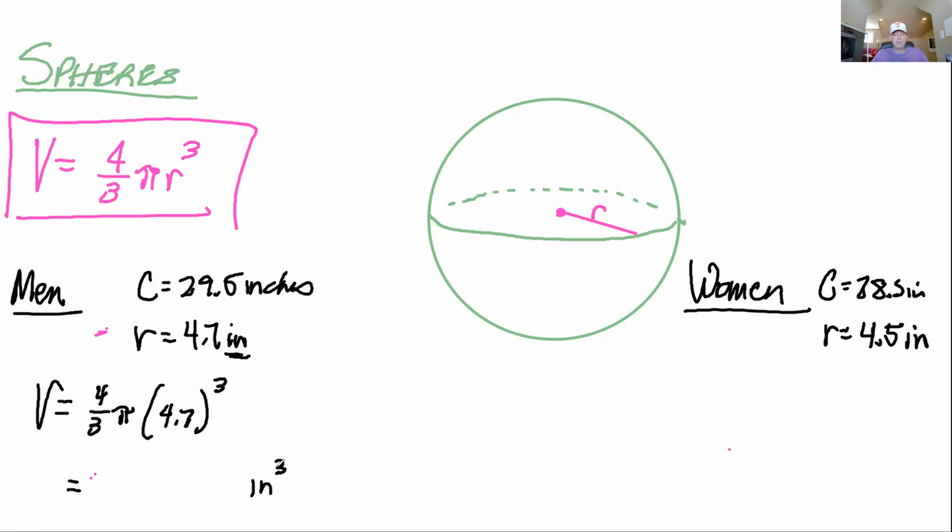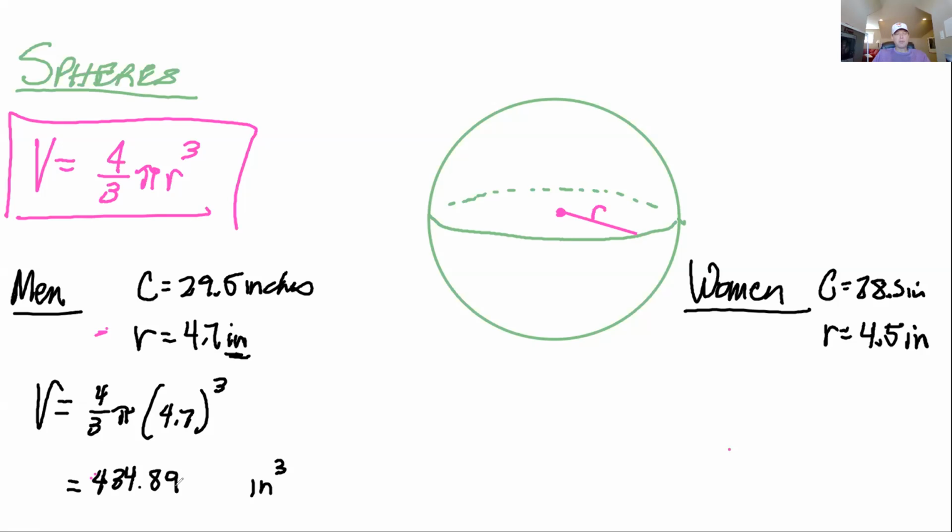Here's what I do. I do 4 divided by 3 equals. So I start there. Then it's like 1.33333. Then I go times pi, and I get 4.18887. Then I go times 4.7 to the 3rd power, and I get altogether 434.89 cubic inches.